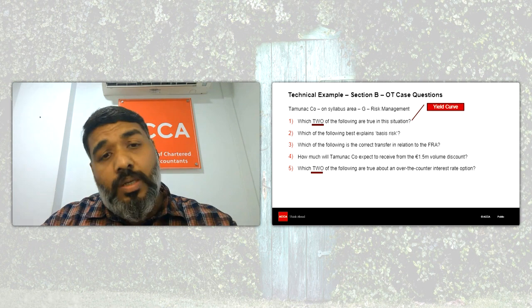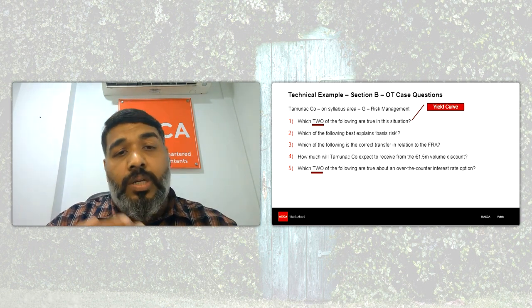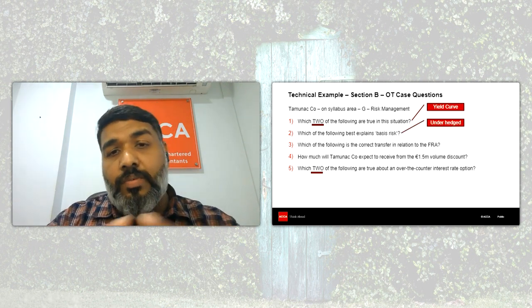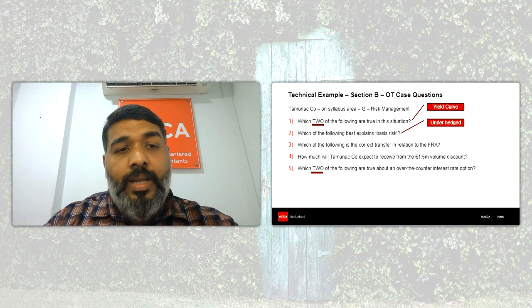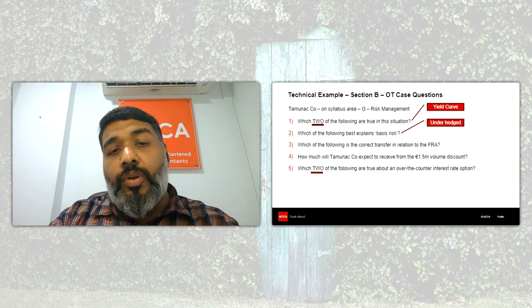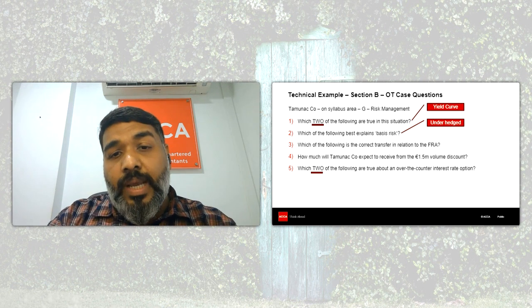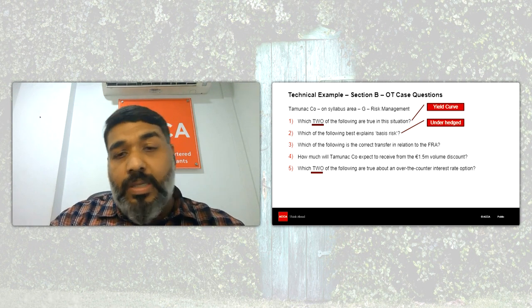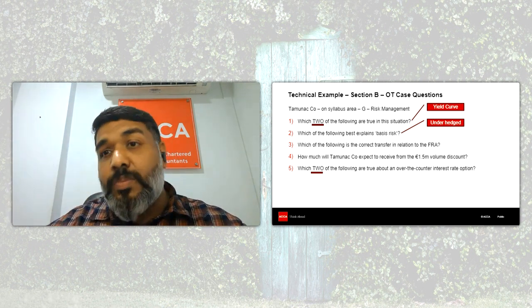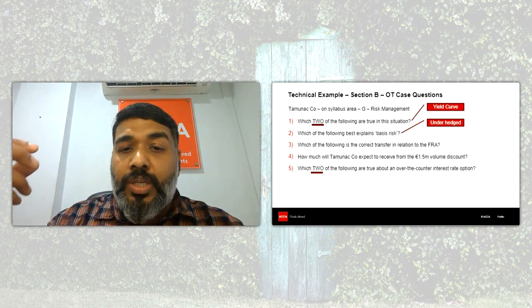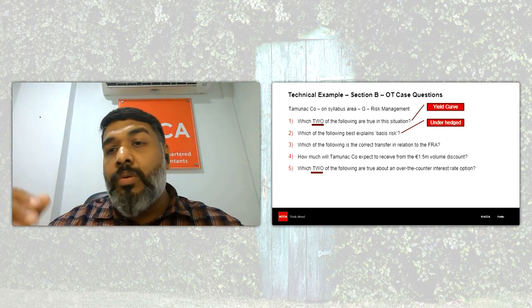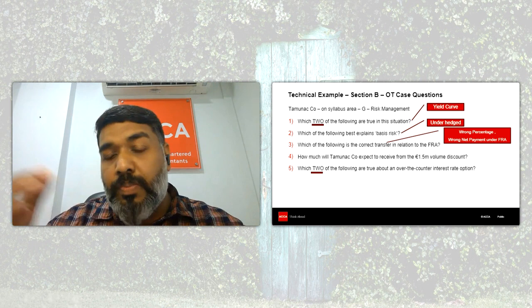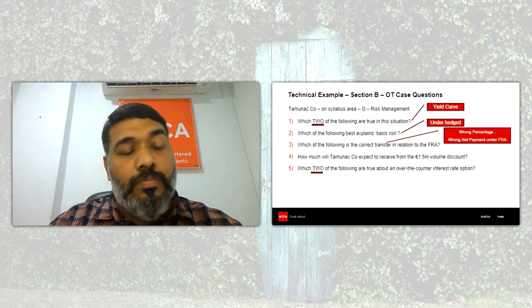And the candidates did not have proper knowledge about basis risk. They were not able to state whether it covers the underhedge part of it. With regard to the third requirement, which of the following is the correct transfer in relation to FRA, forward rate agreement? Many candidates picked up the wrong percentage and wrong net payment. They did not mention the transfer in relation to the FRA. They were only stating the interest with regard to the underlying loan. So the wrong percentage was picked up, and the wrong net amount came out.